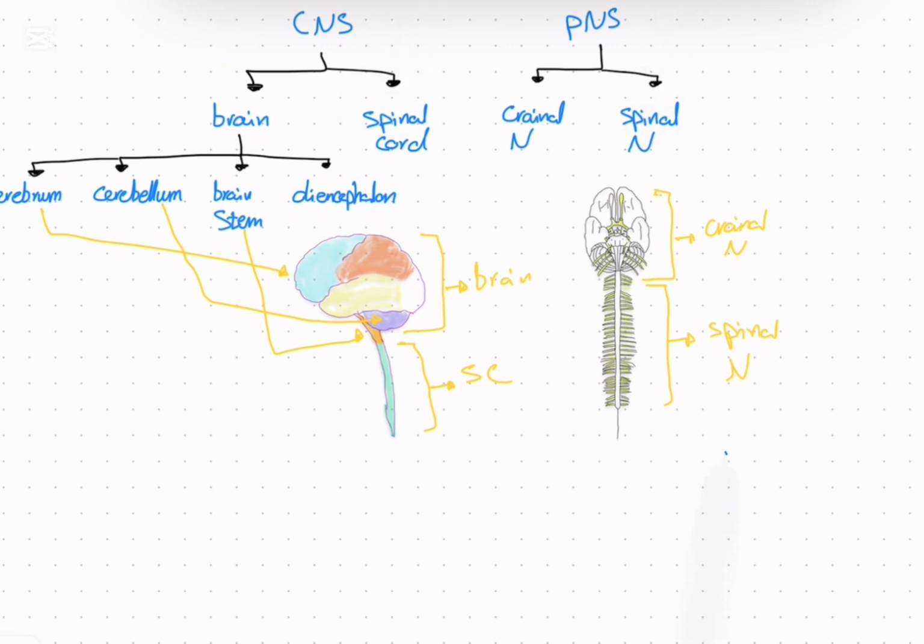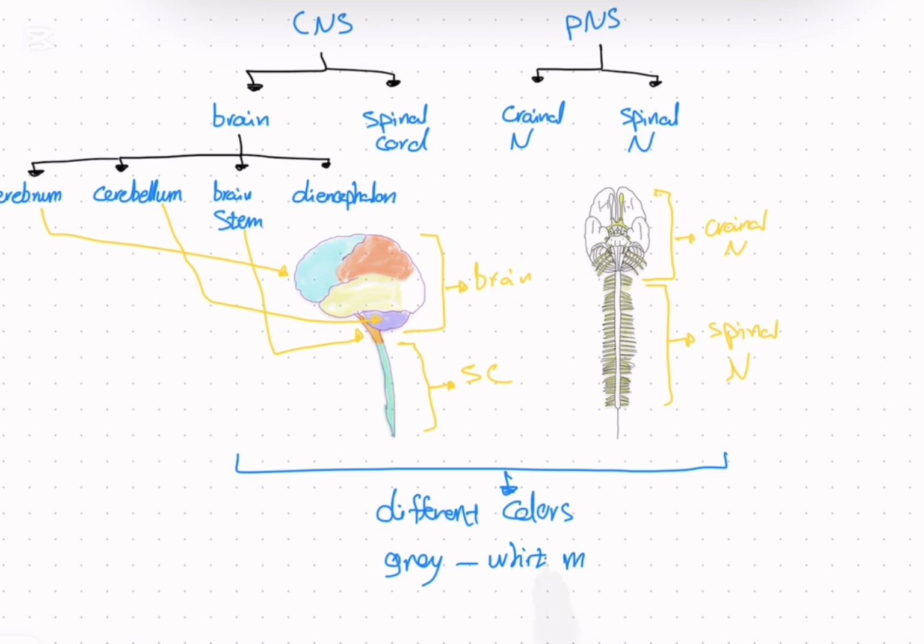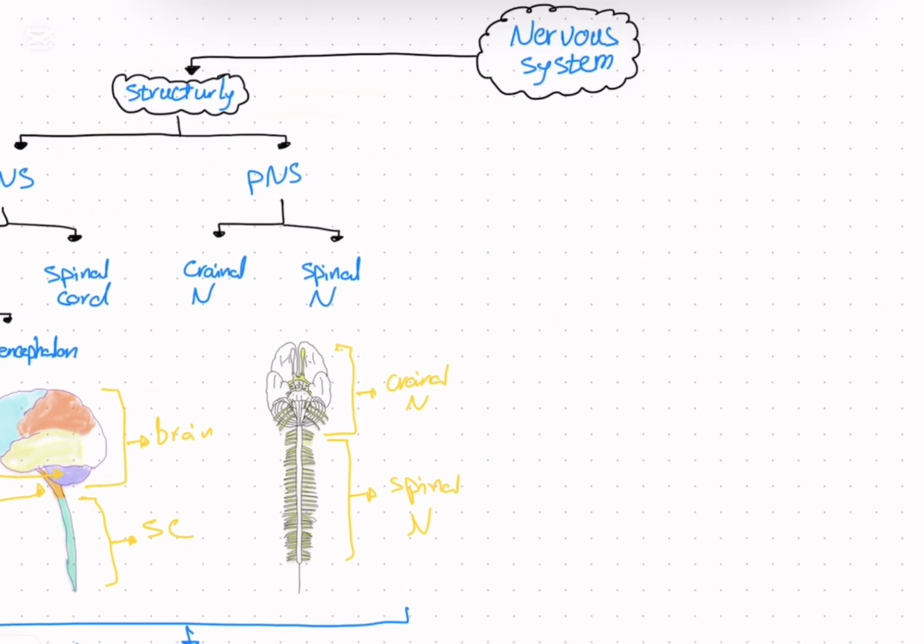Now, if we take a look at the parts of the brain and the spinal cord or the peripheral nervous system in a cross section or in a different section, we will see it is composed of different colors, ranging from a dark color to a pale color. This dark color is called the gray matter, and the white part is called the white matter. So we have two substances in the central and the peripheral nervous system. They are called the gray matter and the white matter. In order to understand where those terms came from, we have to understand the structural unit of the brain.